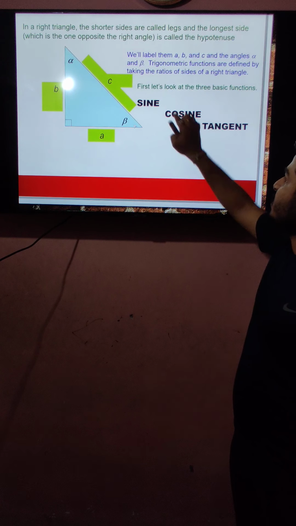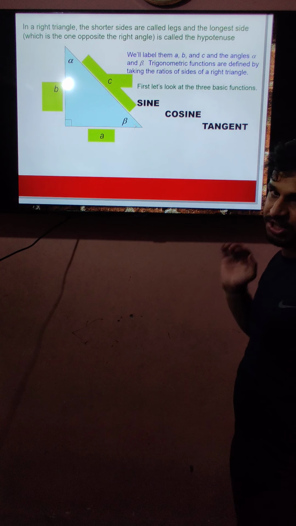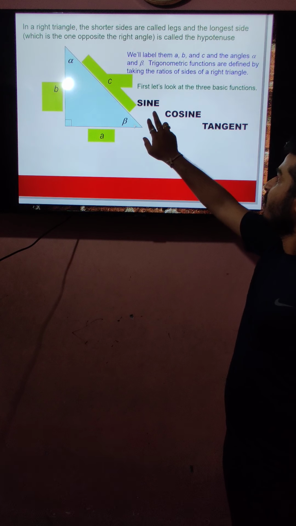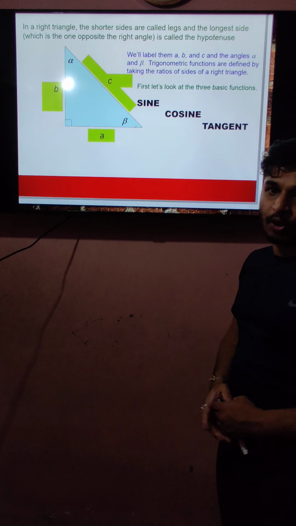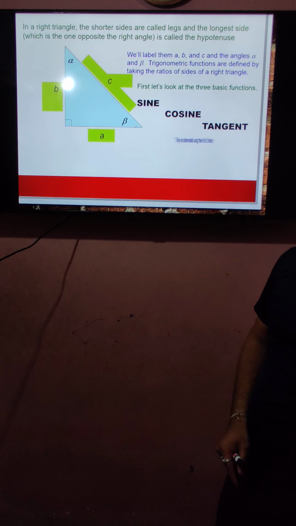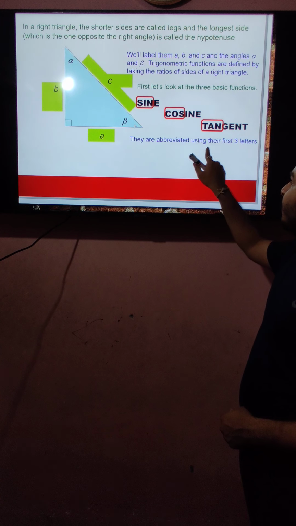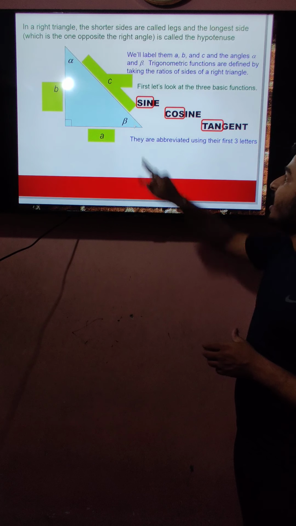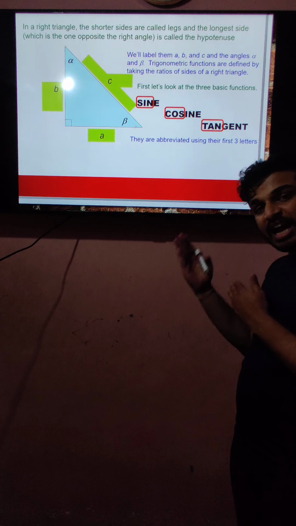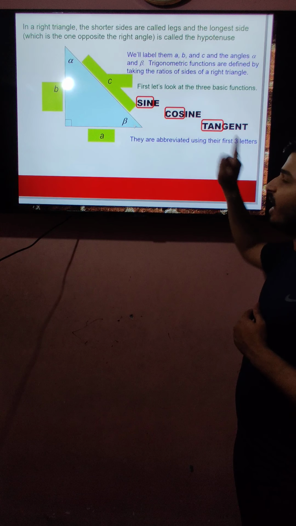Now first let's look at the three basic functions. What are they? Sine, cosine and tangent. They are abbreviated using their first three letters: sine theta, cos theta, tan theta. Theta means angle.